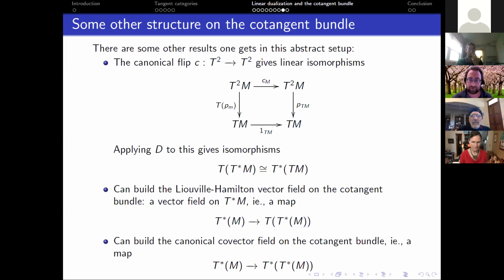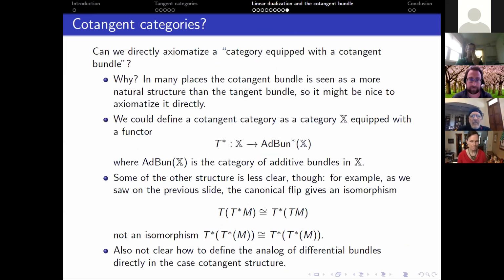So that's some geometric structures you get out of this general setup. Okay, so just lastly, could we directly axiomatize a category equipped with a cotangent bundle? Now, why would you want to do this? As I said at the beginning, you read some differential geometry books and someplace will say the cotangent bundle is sort of more canonical than the tangent bundle.